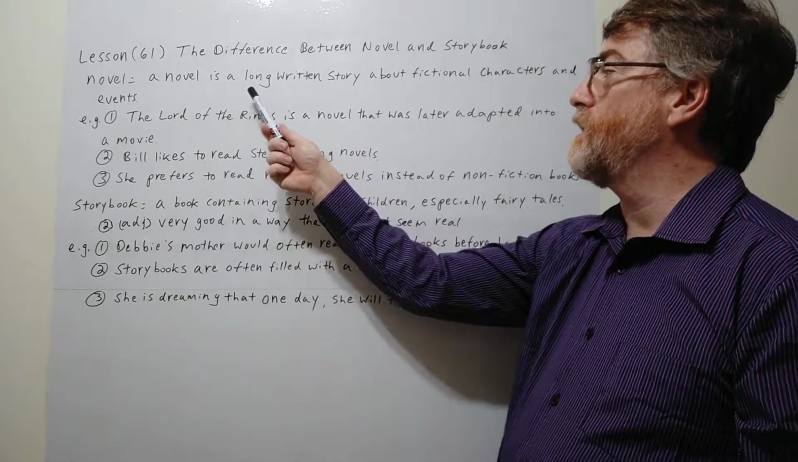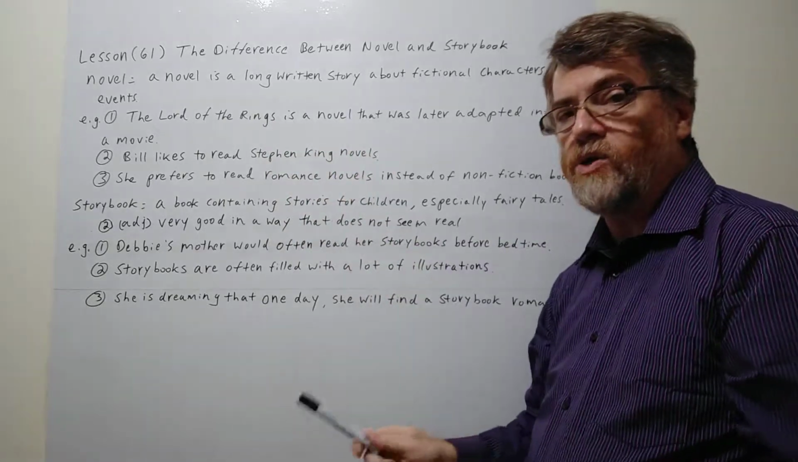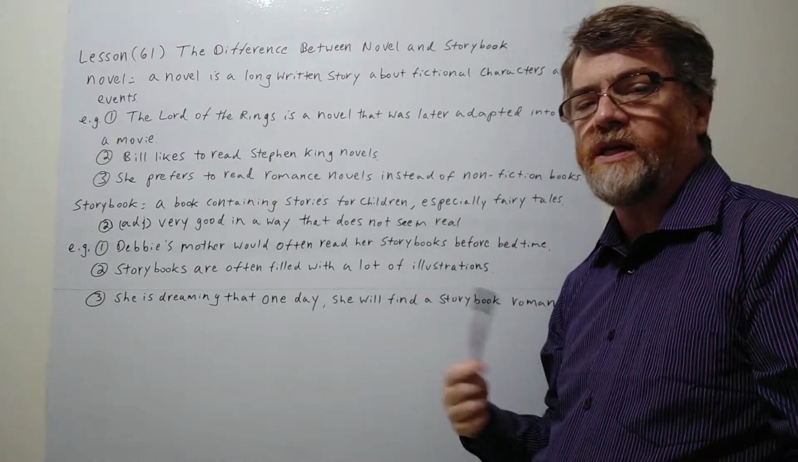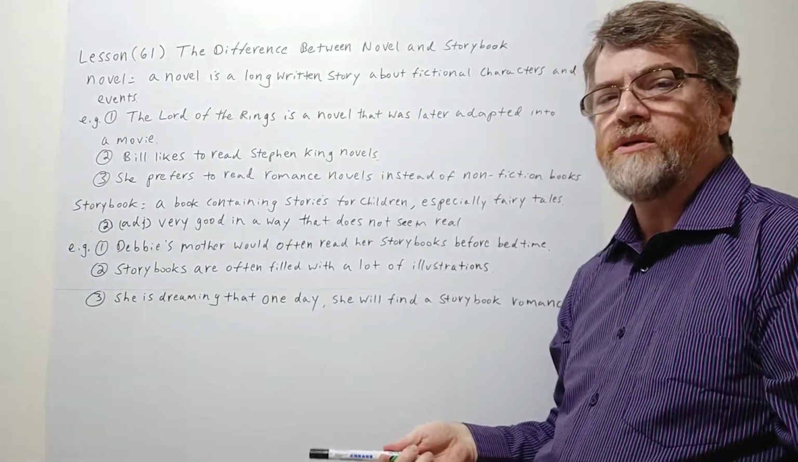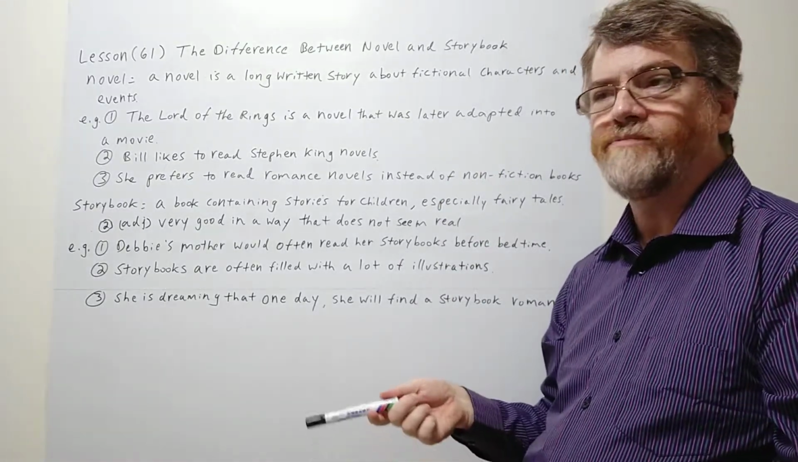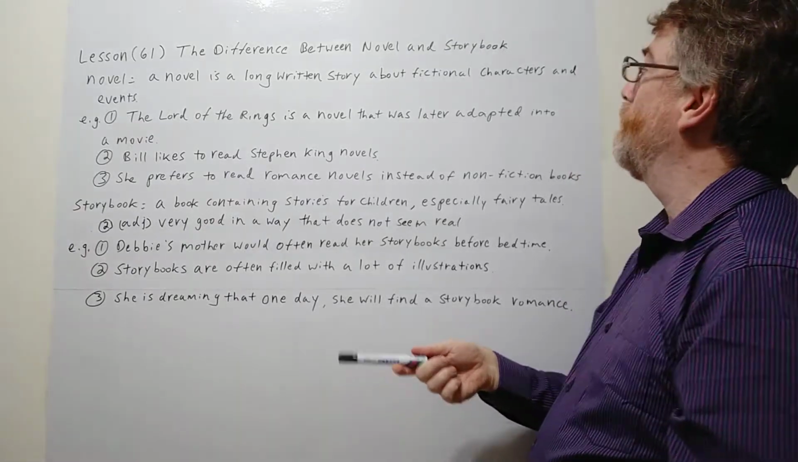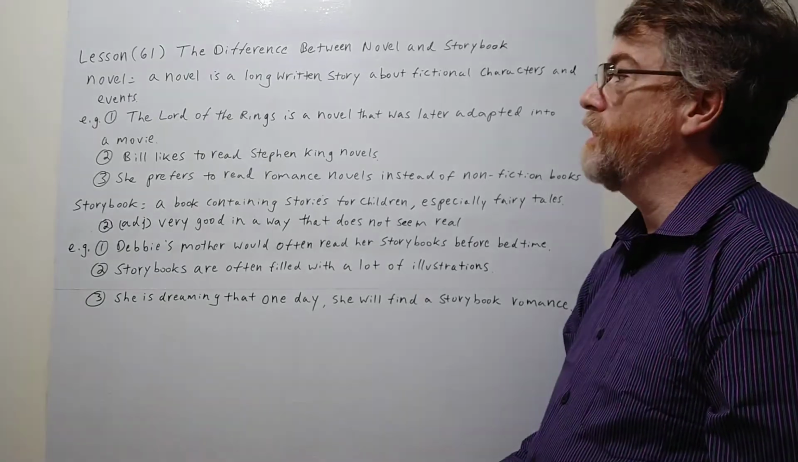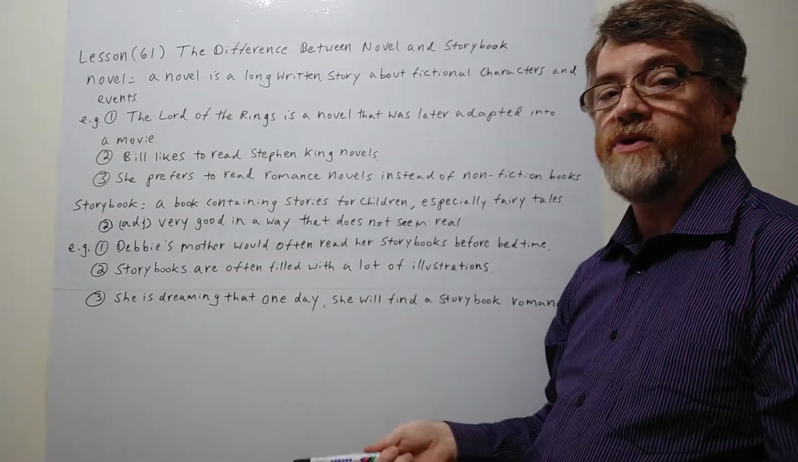A novel is a long written story, so it cannot be a short story. It's a long written story about fictional characters. Usually stuff made up from your imagination, usually stuff not based on real life. Fictional characters and events. Okay, so again, let's look at the first example.